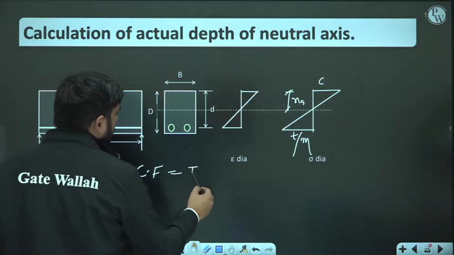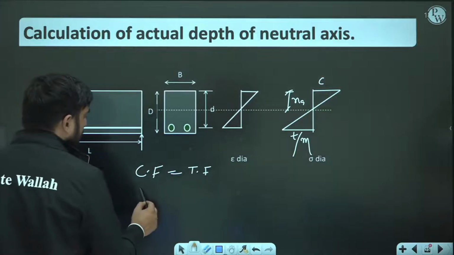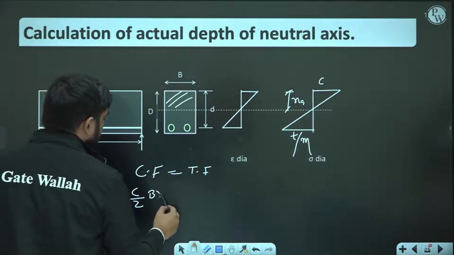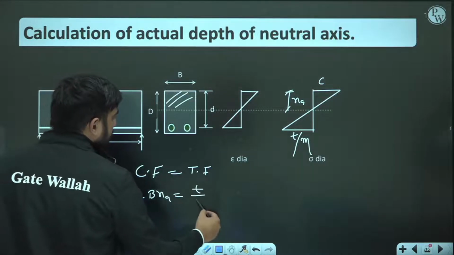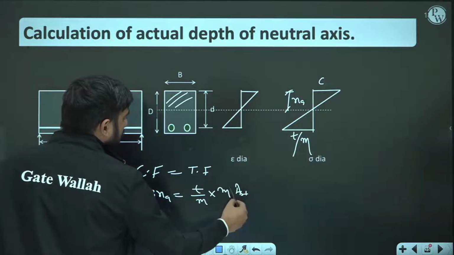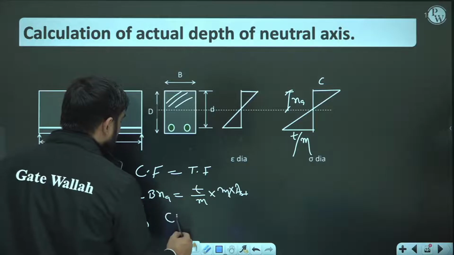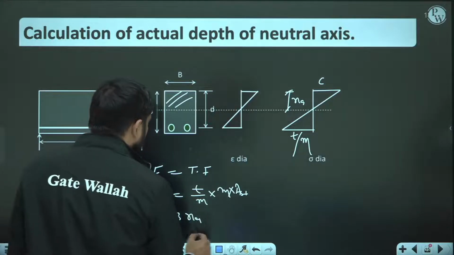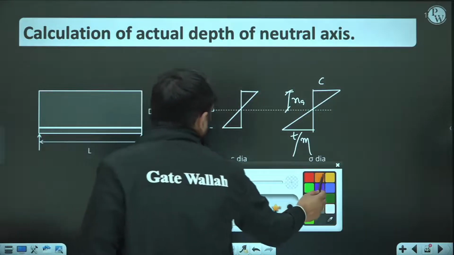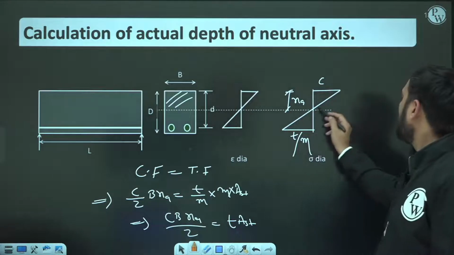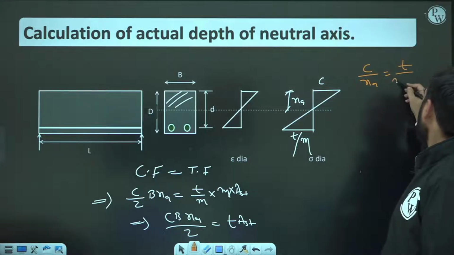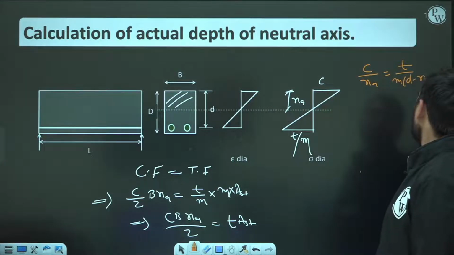we can say that if average force CF is equal to TF, then average stress into area, what is area? B into XA is equal to TF, which is T by M into AST, where AST is the area of steel, but in terms of concrete it is M times the area of steel. So you would be getting C B XA by 2 equal to T times AST. Now again, from the concept of similar triangles, due to the linearity of this graph, I can say C over XA is equal to T by M into D minus XA.